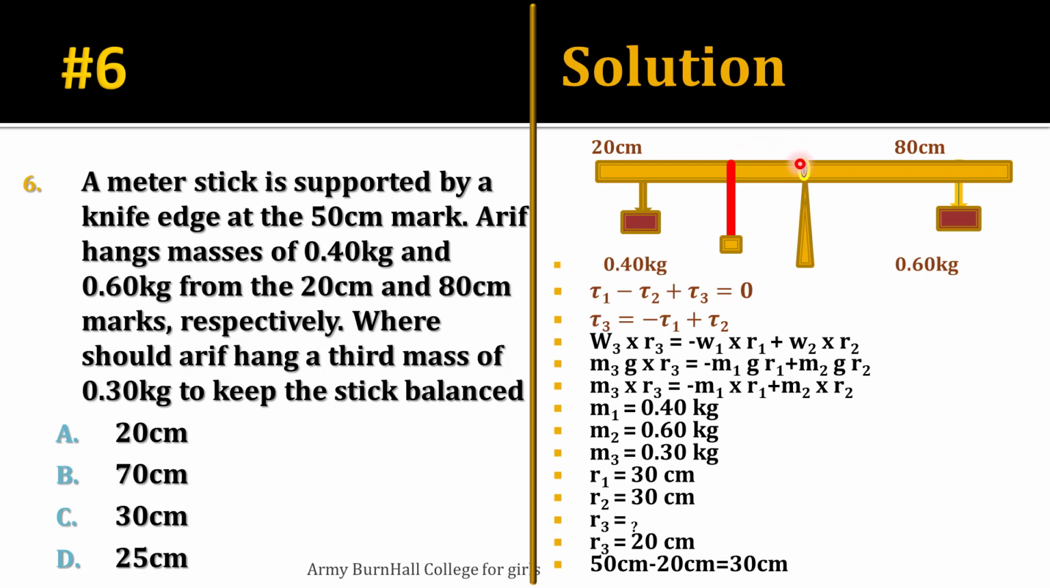So the distance between this central point and this mass is 20 centimeter. So we will subtract that distance from this 50 centimeter mark to get this value. So 50 minus 20 will give us 30 centimeter. So this mass is hanged at the mark of 30 centimeter. So option C is the correct option, 30 centimeter.